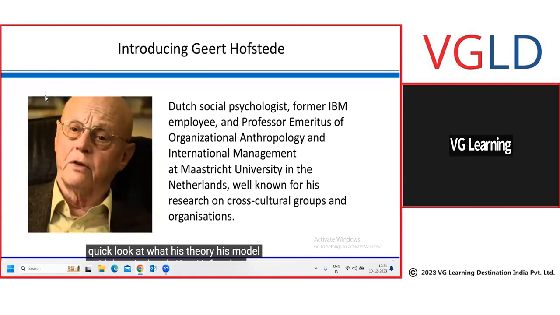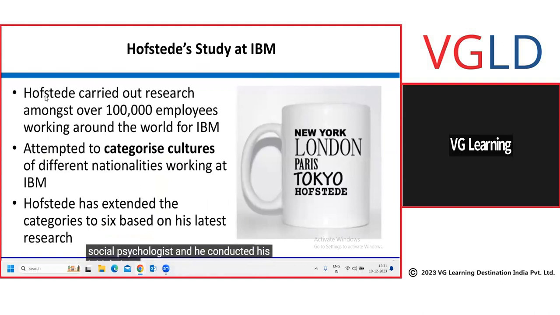There he is, Geert Hofstede, a social psychologist, and he conducted his initial piece of research at IBM, one of the world's first genuinely global operating multinational businesses. He looked at the activities, the work ethics and attitudes of over 100,000 employees working for IBM around the world, and tried to categorize his findings in terms of different cultures of the different nations where IBM was operating. And he has since expanded this research to come up with six categories that help define national cultures.